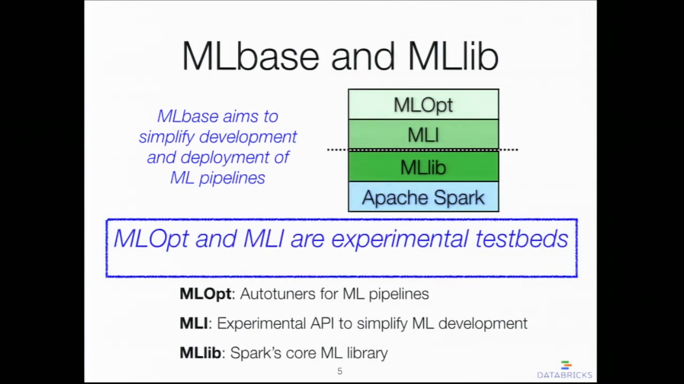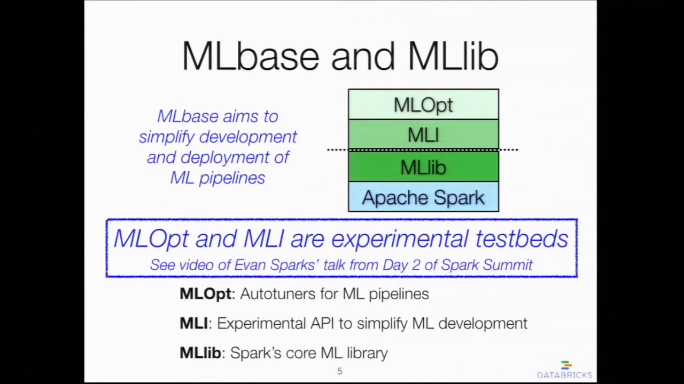And I get asked a lot about what the difference is between MLlib and MLI in particular, and so I just want to be very clear that MLlib is a production-quality machine learning library shipped as part of Spark, whereas MLI, as well as MLopt, are experimental test beds. So the idea there is that we're looking at new, hopefully interesting research questions, and successful ideas that we study in MLopt and MLI will percolate into MLlib once they're more mature. And we've already started to see that, and I'll point that out a little bit more throughout this talk.